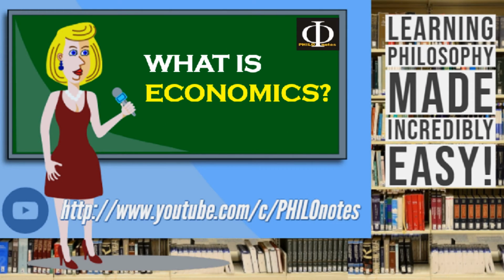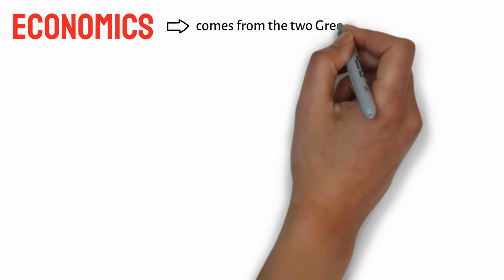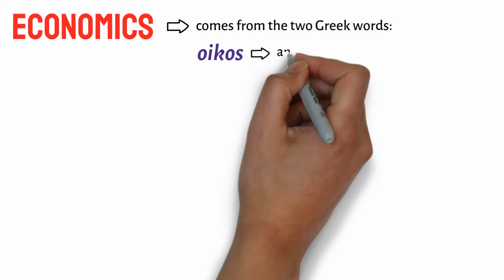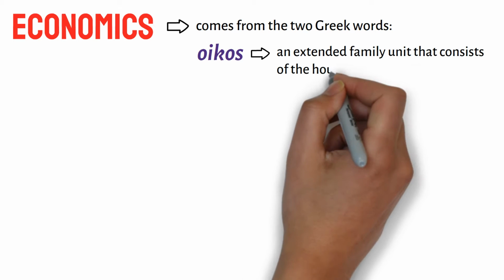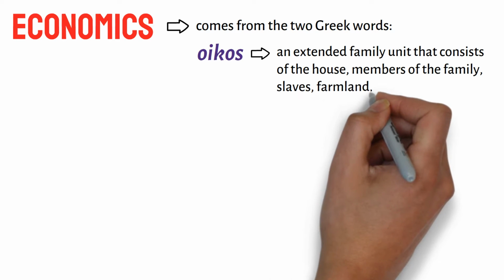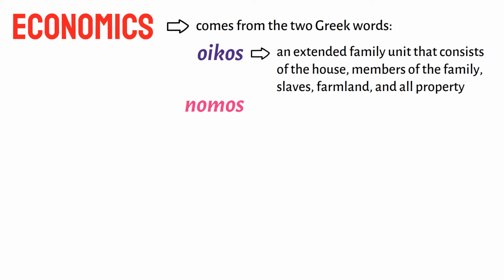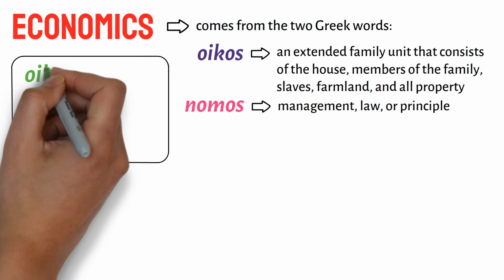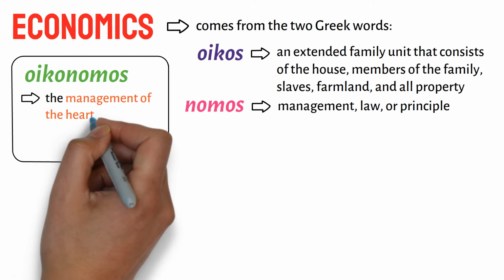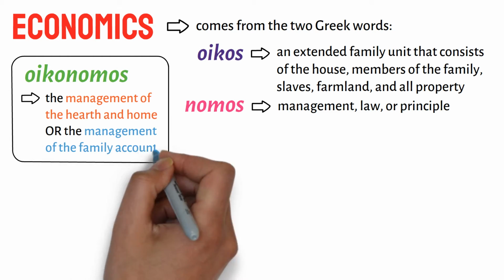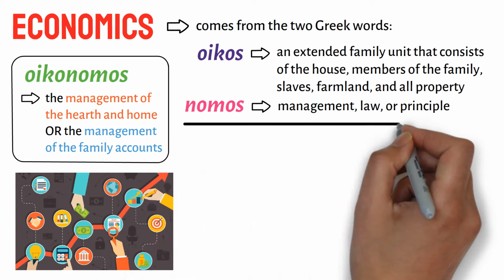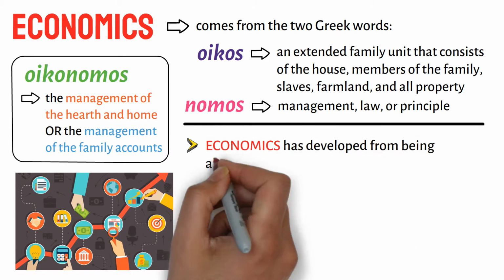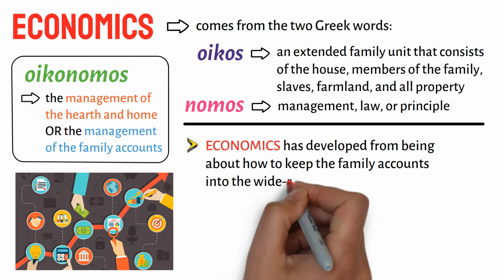What is economics? Etymologically speaking, the word economics comes from the two Greek words, oikos, which means an extended family unit that consists of the house, members of the family, slaves, farmland, and all property, and nomos, which means management, law, or principle. Thus, oikonomos literally means the management of the hearth and home, or the management of the family accounts. Over time, economics has developed from being about how to keep the family accounts into the wide-ranging subject of today.